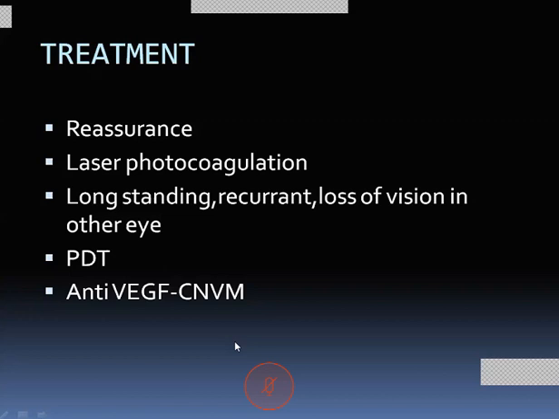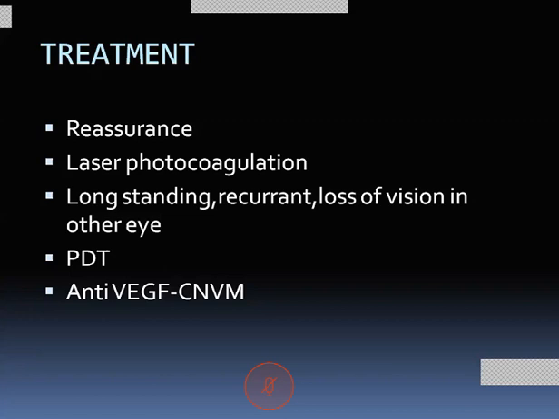Then coming to retinoblastoma. Retinoblastoma is the most common childhood intraocular tumor, with an incidence of 1 in 15,000 to 20,000 live births. It is due to the proliferation of neural cells which have failed to evolve normally.